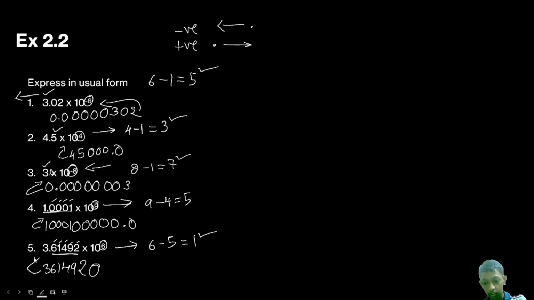So 361,492 is the value of 3.61492 into 10 raised to the power of 6. Now let's move to the next question.